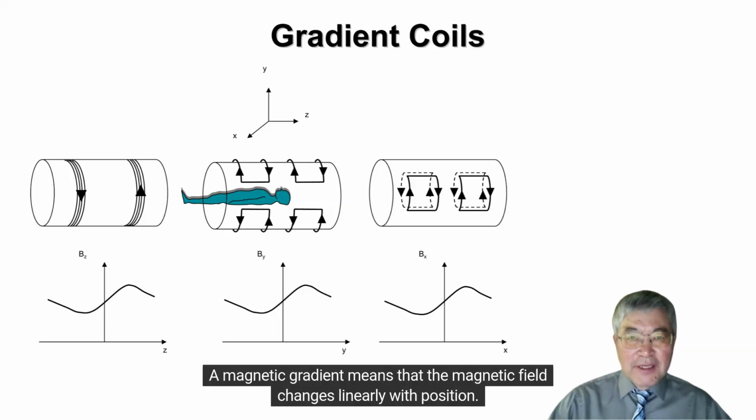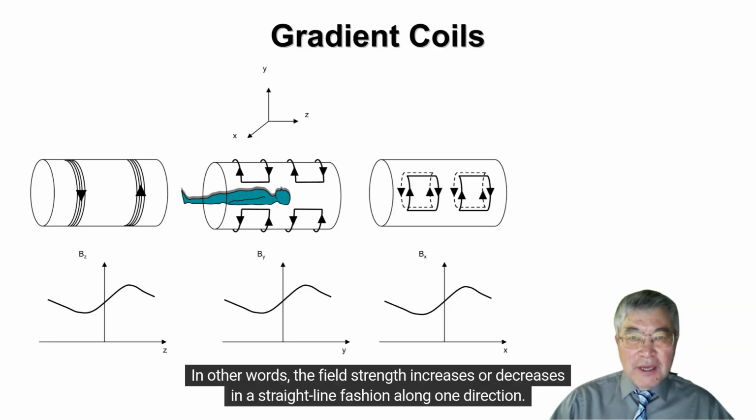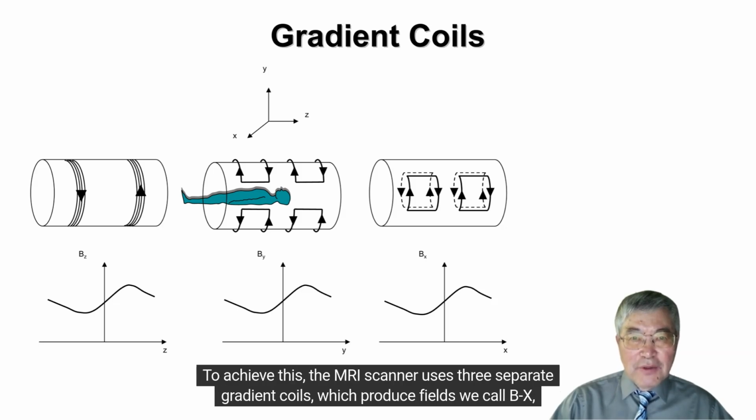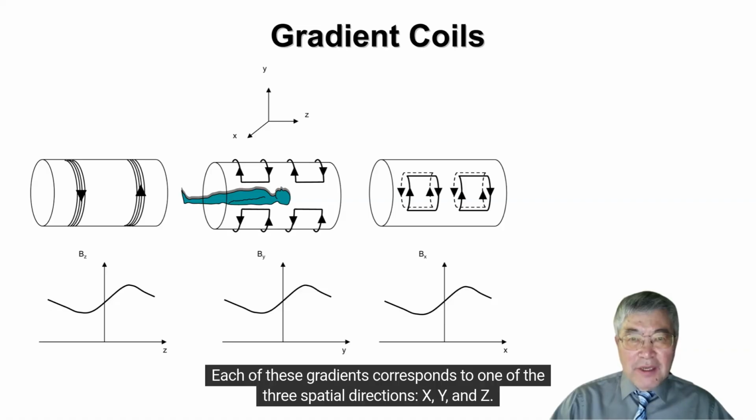A magnetic gradient means that the magnetic field changes linearly with position. In other words, the field strength increases or decreases in a straight line fashion along one direction. To achieve this, the MRI scanner uses three separate gradient coils, which produce fields we call Bx, By, and Bz. Each of these gradients corresponds to one of the three spatial directions, x, y, and z.